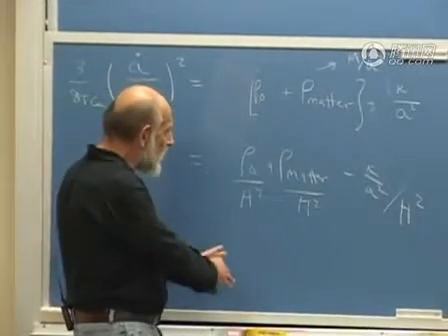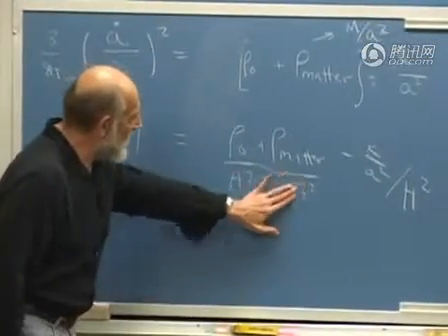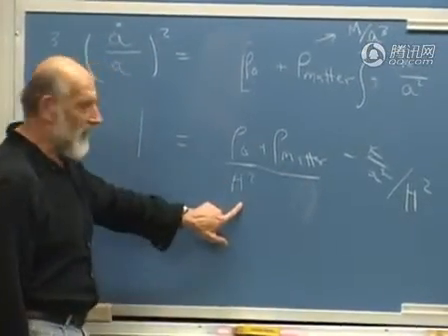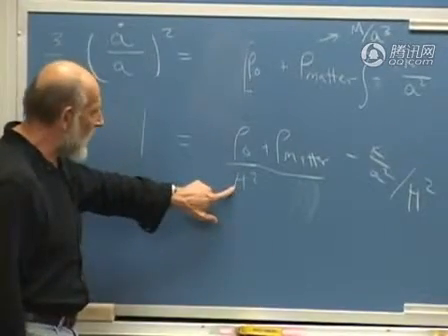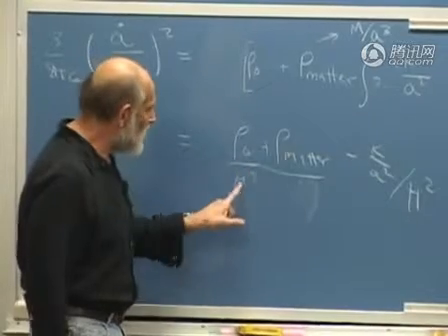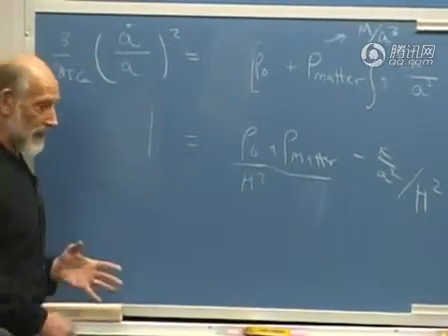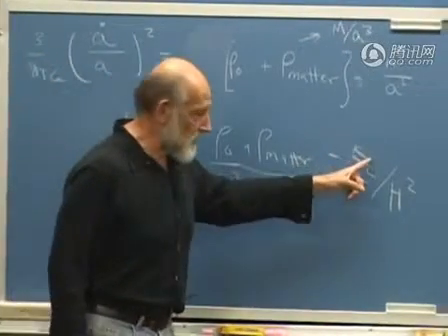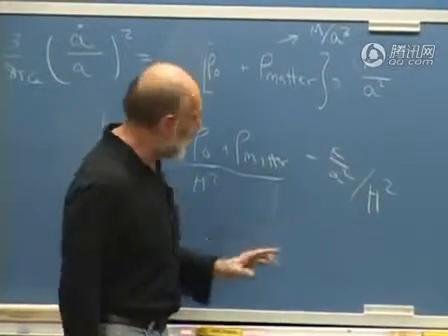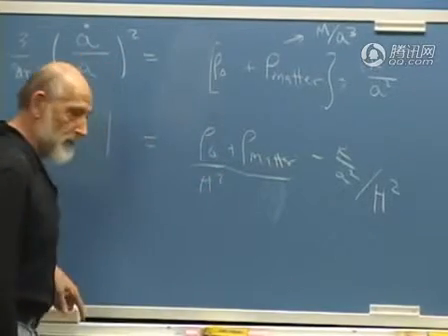And since H is not constant in general, there's really no reason why this cannot add up to 1 in general if H is varying with time. So because H varies with time, rho naught over H squared plus rho matter over H squared could add up to 1. But it can only add up to 1 if k is equal to 0. That's what the equations tell you.